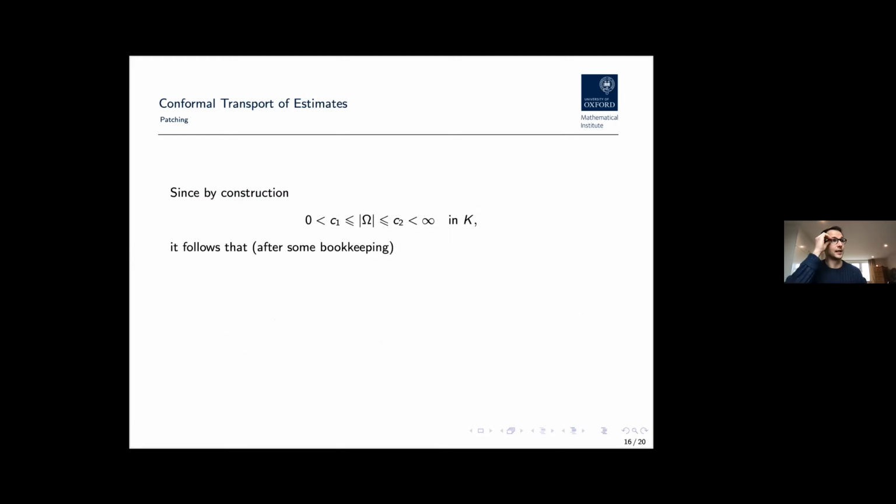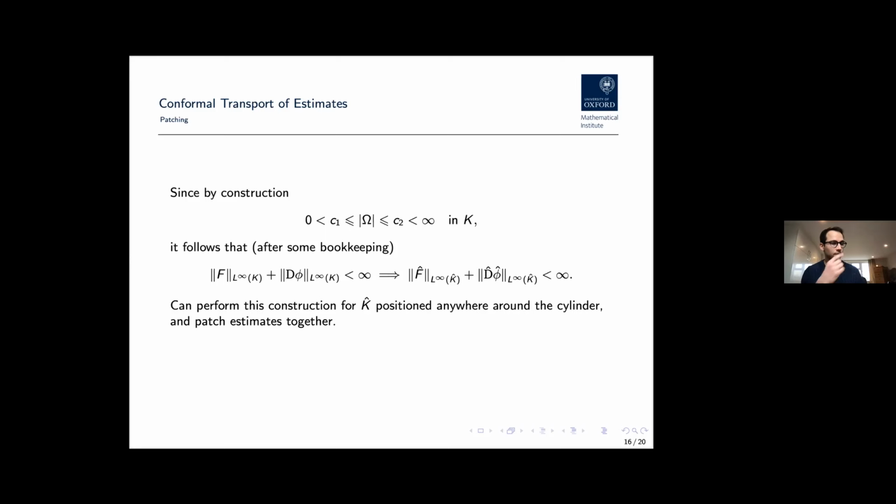And the key point now is that, of course, in this small conical patch around the origin, the conformal factor under the embedding of Minkowski into the Einstein cylinder is now essentially equivalent to a non-zero constant. And it then follows after some fairly trivial calculations that the L-infinity norms being finite on Minkowski space locally implies the L-infinity norms being finite on the Einstein cylinder in the corresponding conformally transported cone. And we can perform this construction with this small cone positioned anywhere around the cylinder and patch those estimates together.